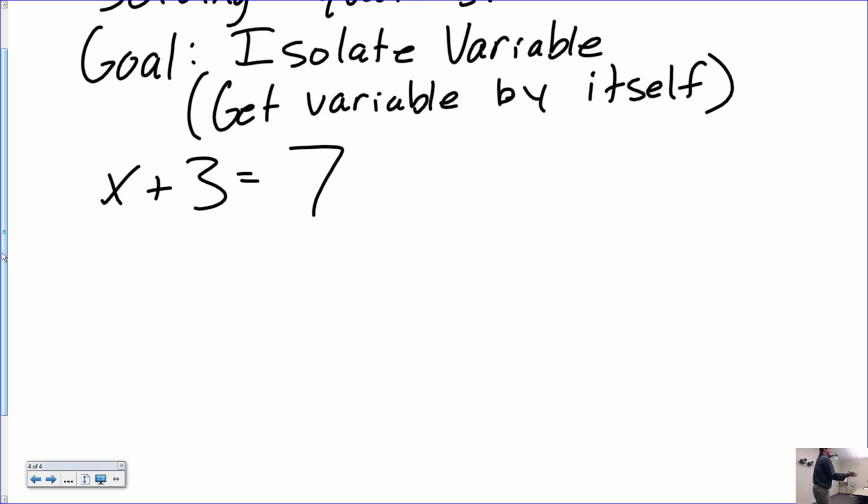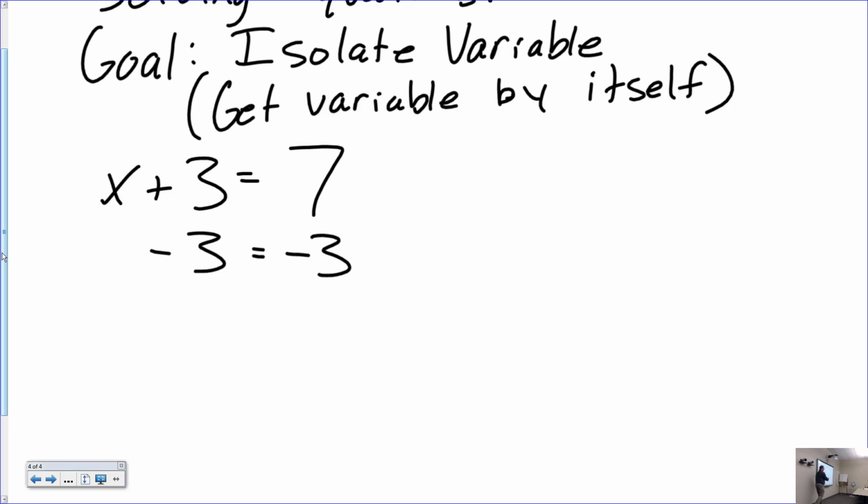The mechanics behind solving equations, folks. Right now, the x is not alone. It's got a plus 3 with it. Folks, how do we get rid of a plus 3? Subtract 3. Equations are all about balance, folks. So if you do something to one side of the equation, you must do it to the other side of the equation as well.